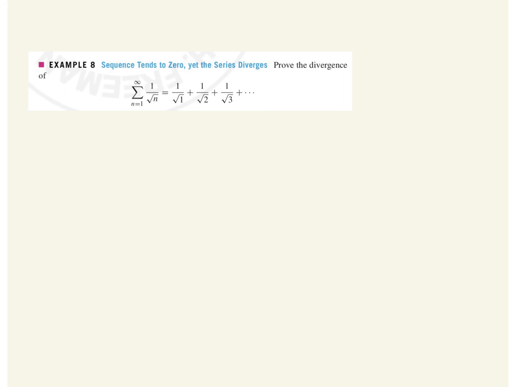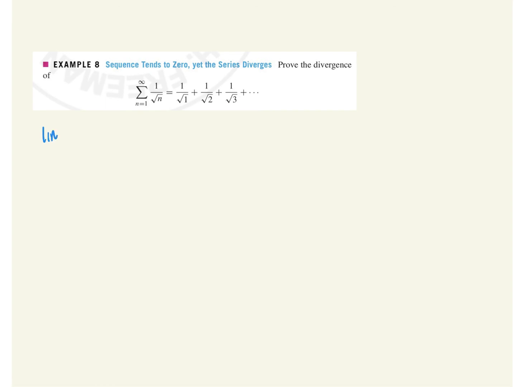Okay. This sequence itself tends to 0, right? So a sub n zeroes out, but the series diverges. So we're going to prove that. We're going to prove divergence, even though a sub n goes to 0 at infinity. So it's defined as the summation from 1 to infinity of 1 over the square root of n, which would be 1 over root 1 plus 1 over root 2, etc.